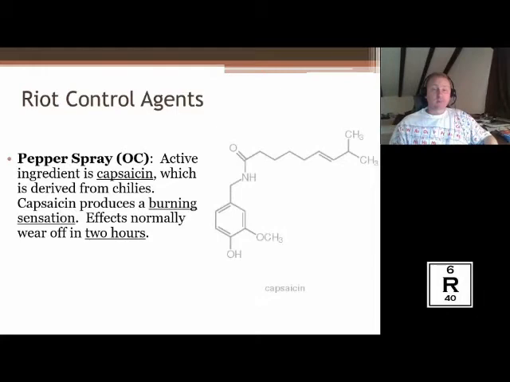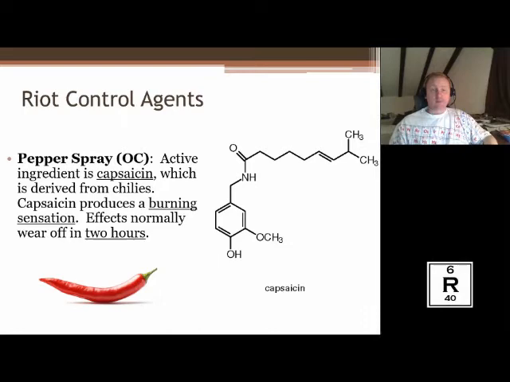There are a few different types of riot control agents that you're probably familiar with, and the first one is pepper spray. Pepper spray is abbreviated with a capital O, capital C. That's the abbreviation for pepper spray, and the active ingredient that makes it potent is capsaicin. Capsaicin is the molecule illustrated right here, and it's actually the molecule in chili peppers that makes peppers hot.